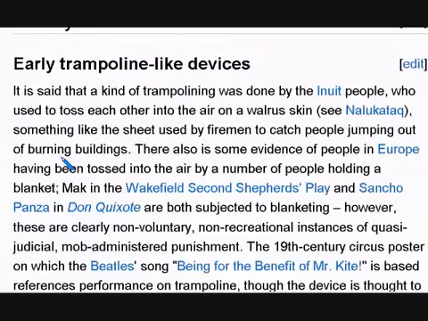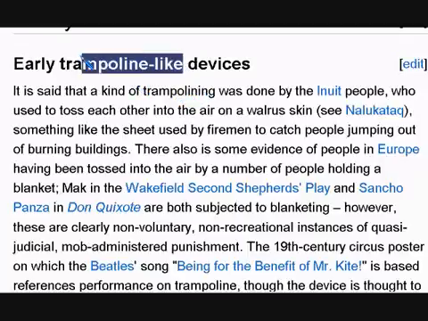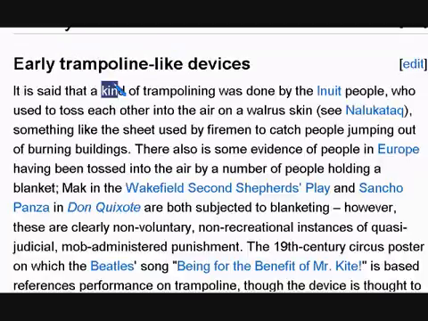Let's go to early trampoline-like devices. So if something is similar to a trampoline, we say trampoline-like. So early trampoline-like devices. It is said that a kind of trampolining was, this is another way of saying trampoline-like. Trampoline-like, a kind of trampolining. That's kind of the same thing.